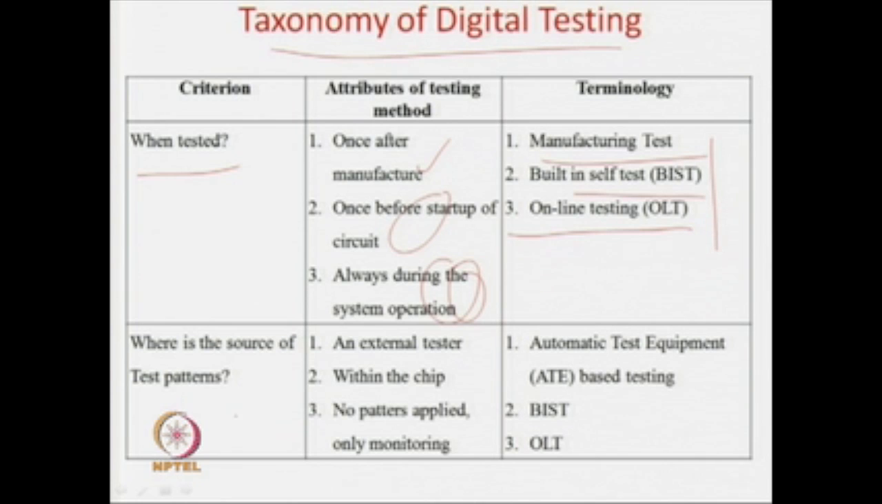Now, the question can be asked, who applies the test patterns? Like we have seen for the NAND gate 0 0, 0 1, 1 0 and 1 1, who is applying these test patterns? If it is a manufacturing test, the ATE example I have shown you, that is the equipment. If the equipment applies the test pattern, we call it ATE based testing.